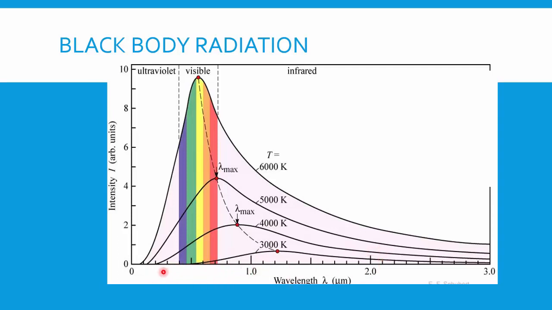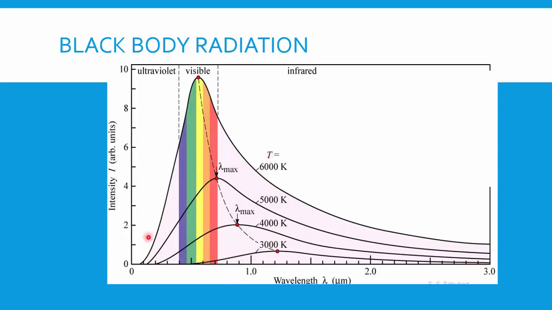So what happens with the increase in wavelength of light: the energy density or the intensity of light increases, reaches a maximum, and then decreases when the black body is kept at different high temperatures. In this example you have 3000, 4000, 5000, 6000 Kelvin. The pattern or the nature of the curve remains the same, but the peak increases with increase of temperature.